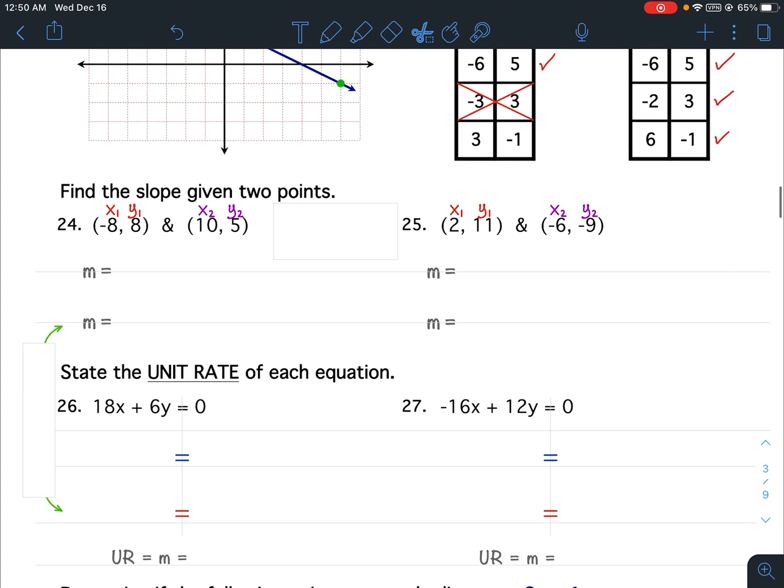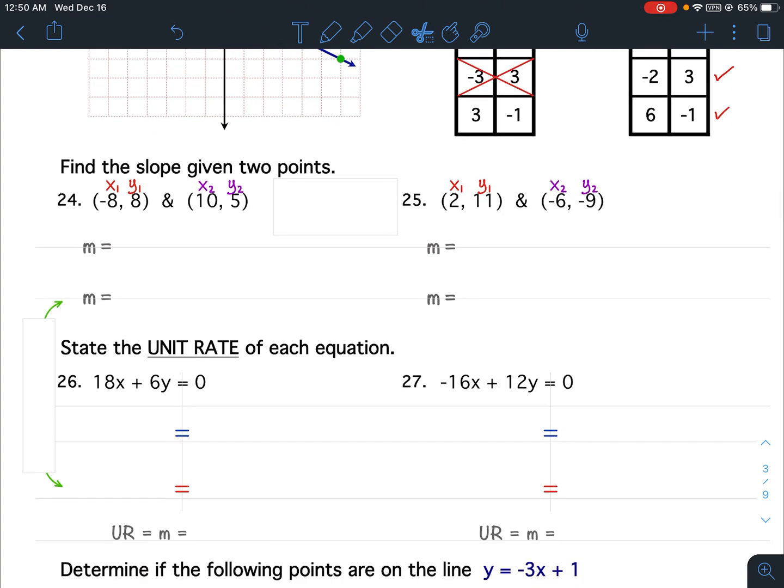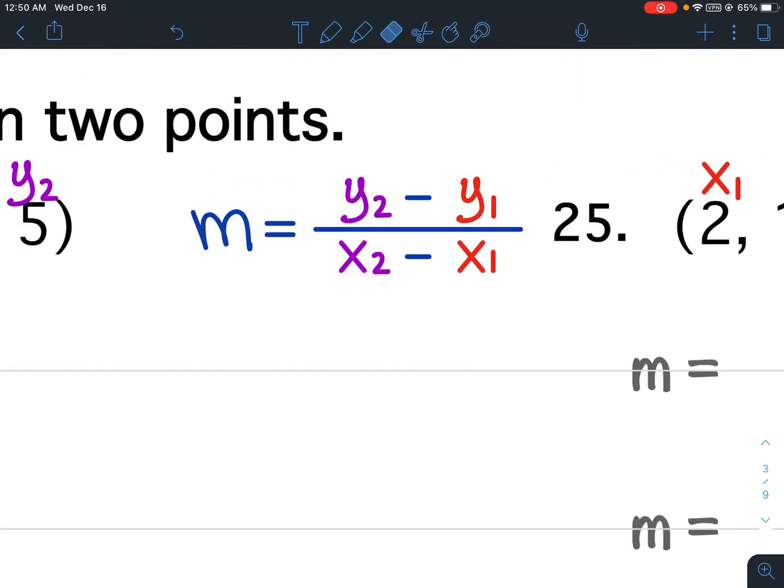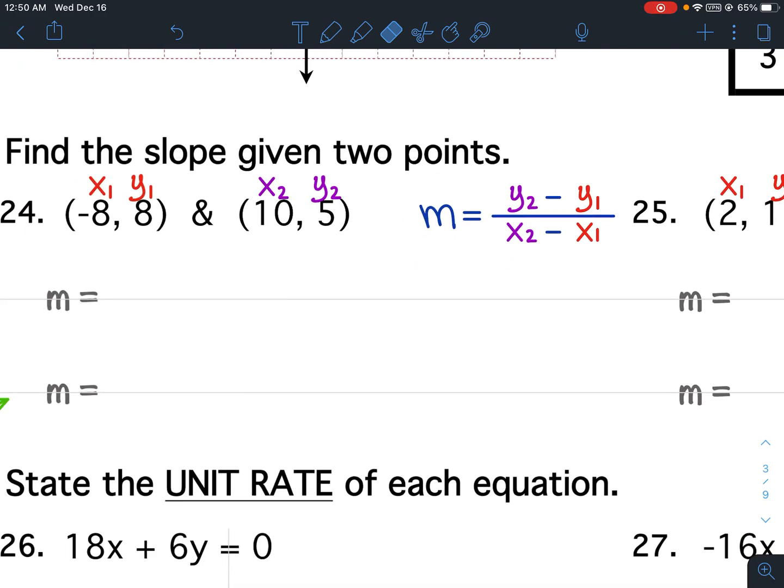All right, for 24 and 25, we are to find the slope. The slope formula is y2 minus y1 over x2 minus x1. So for 24, y2 is 5 minus y1 is 8. x2 is 10 minus x1, which is -8.